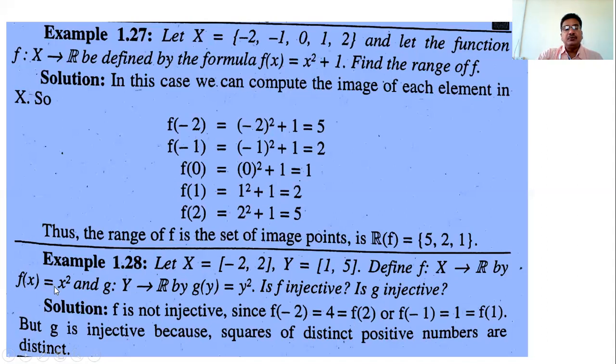if we find f of 2, that is the image of 2, it is also 4. But minus 2 and 2 are different elements. Or we can also give the reason that minus 1 and plus 1 are also elements of this set, and therefore f of minus 1 is 1, and f of 1 is 1. So the elements are different but their images are the same, and so f is not injective.